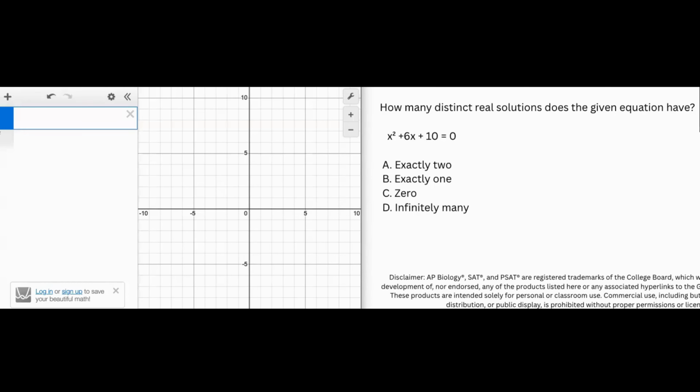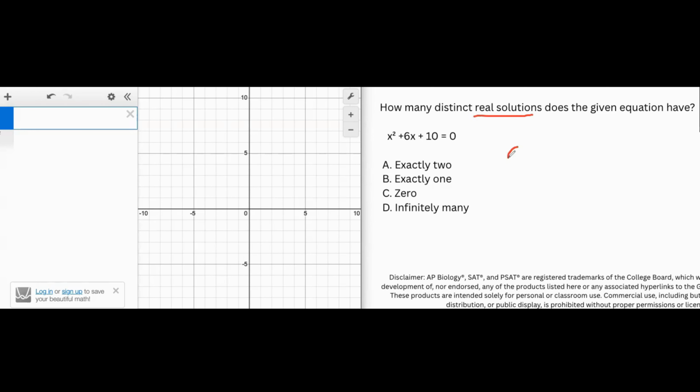Let's try to solve the following problem together. It asks you to find distinct solutions, which basically means that you have to figure out whether or not there is a solution at all. So to do so, we can use two ways of solving this problem. First, I'm going to show you the long way, and then I'm going to show you the short way. It says distinct real solutions in this problem.